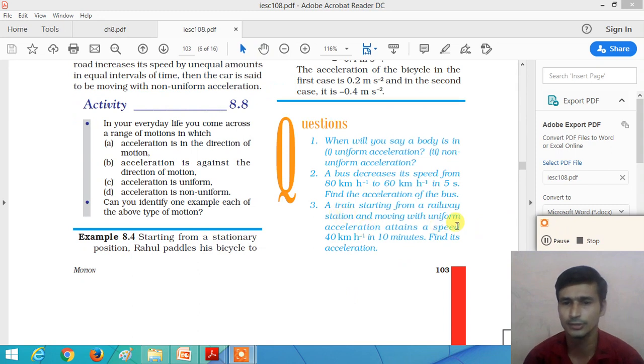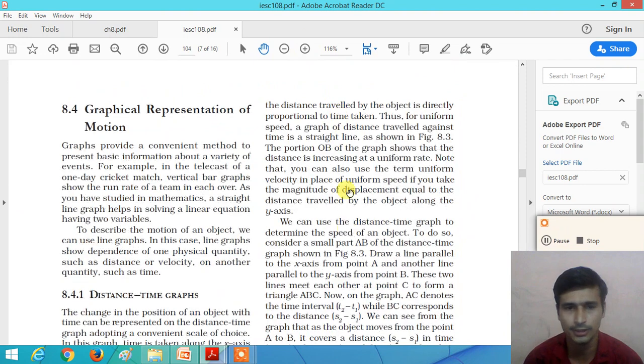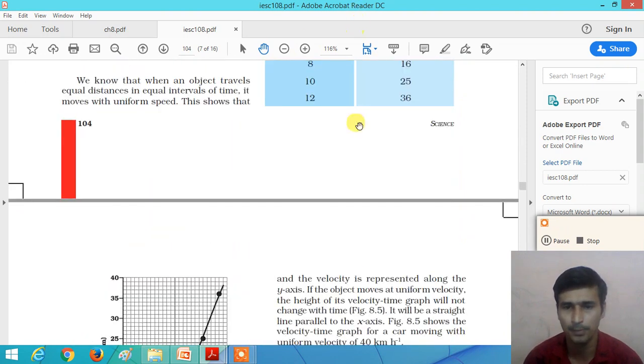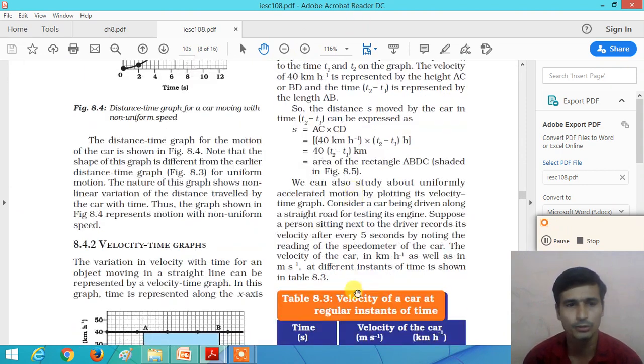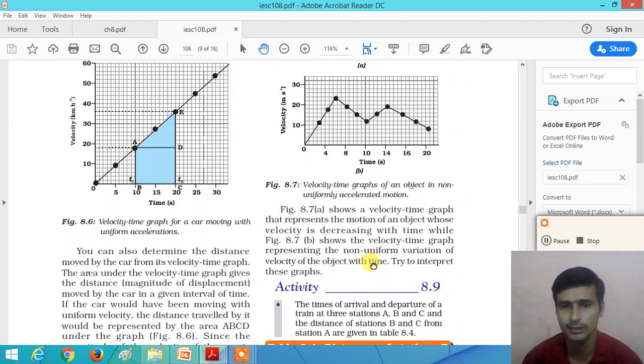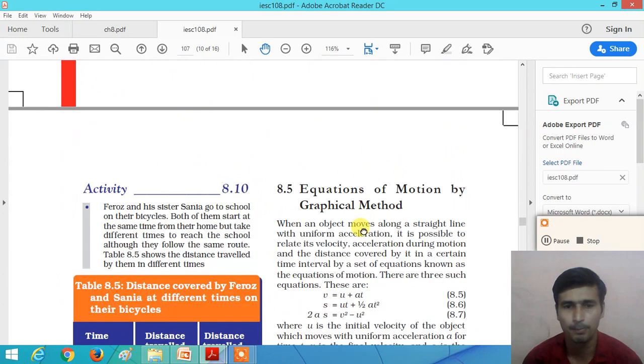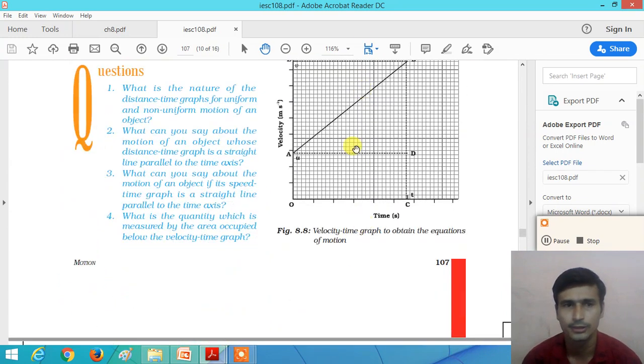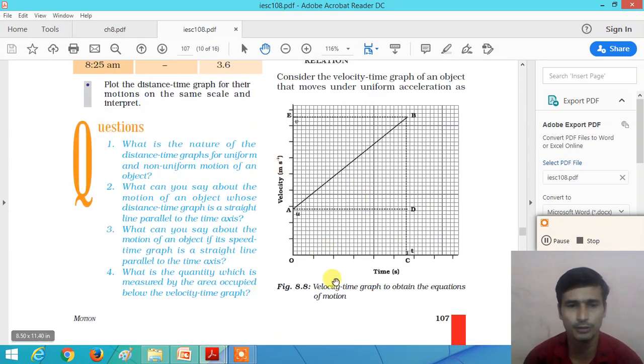So now dear student, we discuss the answer of the other questions given on page number 107, right? So next questions given on the page number 107. There are 4 questions given on page number 107. So let us discuss the answer of these 4 questions given on page number 107.